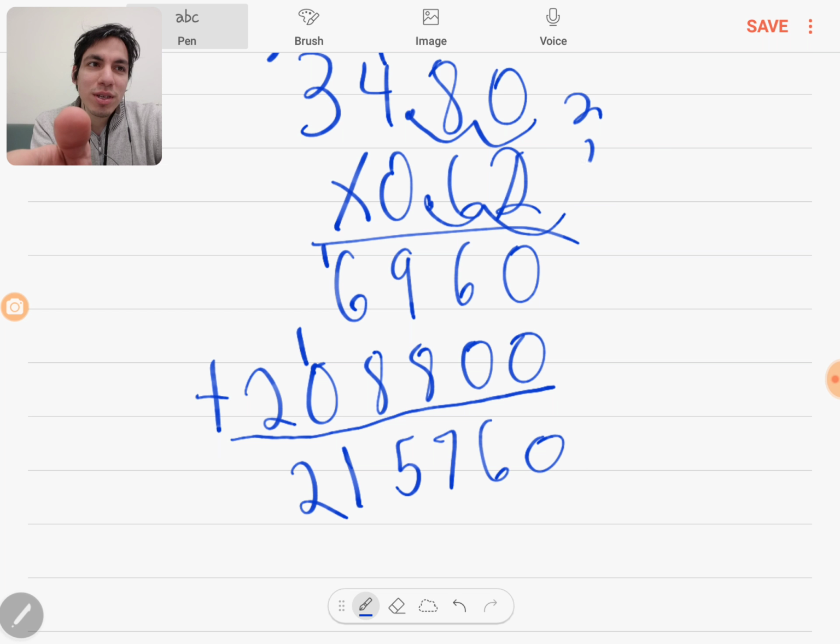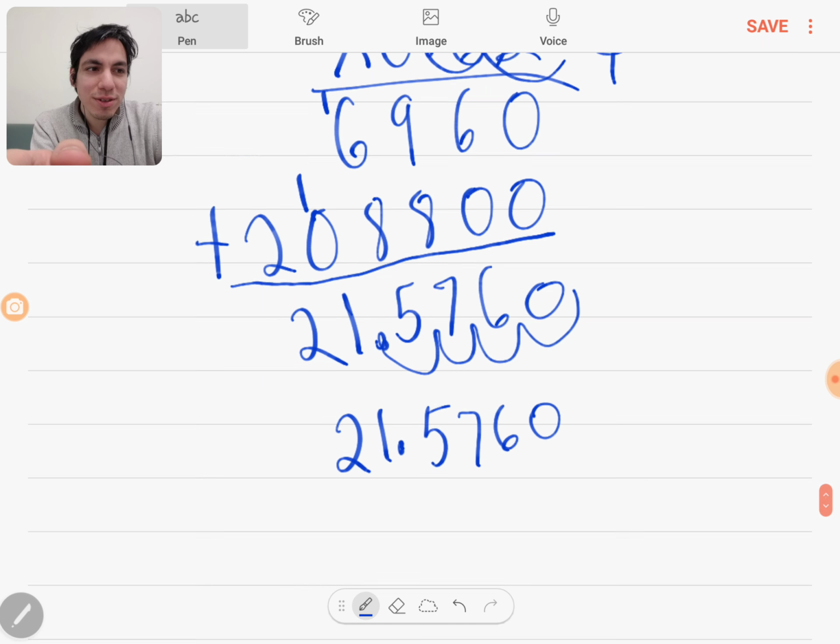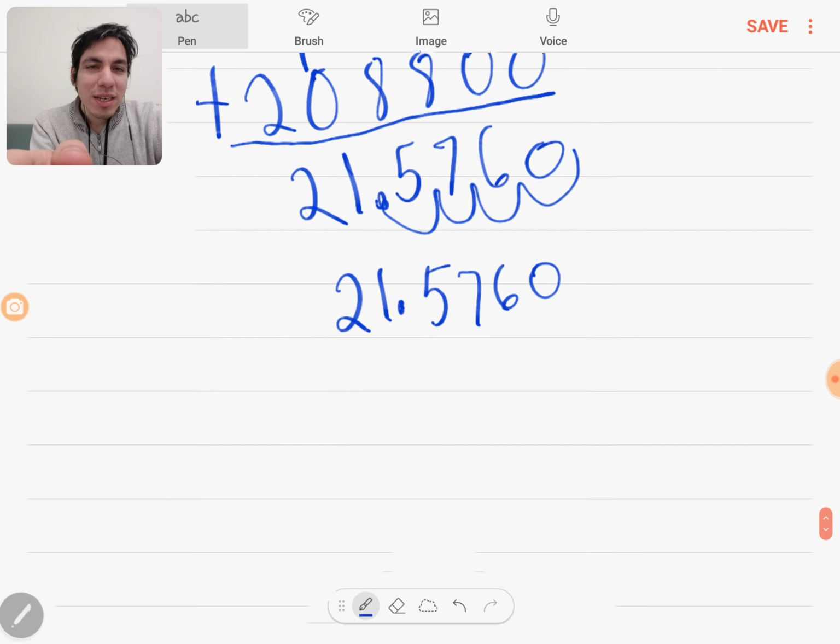In total, I have to move 4 times. So I move 1, 2, 3, 4. And I'm left with 21.5760 as my answer.